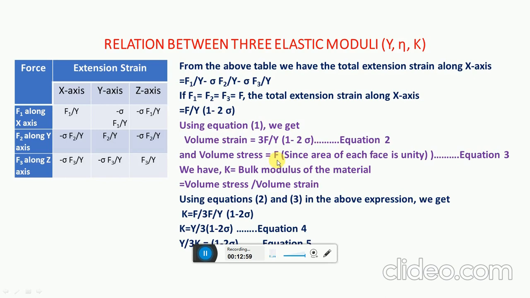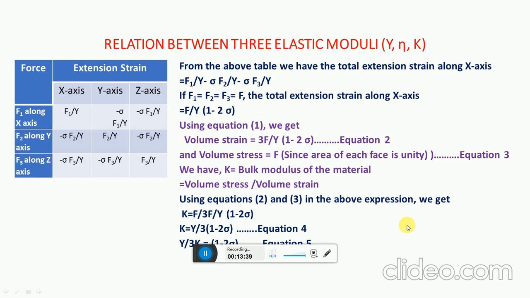Similarly, volume stress is equal to F, and therefore, using the definition of bulk modulus, K is equal to volume stress upon volume strain. Putting the value of volume stress and that of volume strain, we have K is equal to F upon 3F divided by Y upon (1 minus 2 sigma). Again, rearranging the terms, K is equal to Y upon 3 into bracket (1 minus 2 sigma), and therefore, again rearranging the terms, we have Y upon 3K is equal to 1 minus 2 sigma.